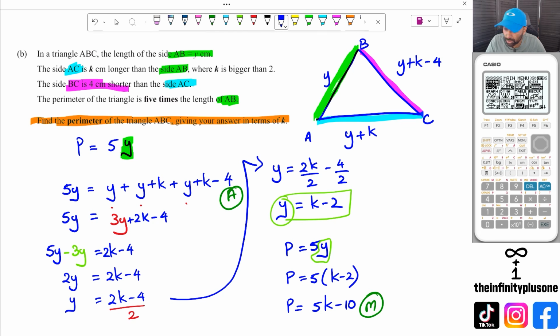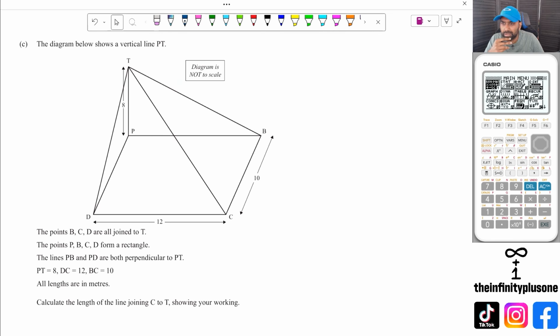All right, let's go to question C. So we've got a lovely diagram to kind of start us off with. And so what I'm going to do is try and break down each of the lines that they've talked about here. So the first thing to notice is that we've got the points B, C, D. They're all joined to T. The next thing is BPCD forms a rectangle. That's a rectangle at the base.